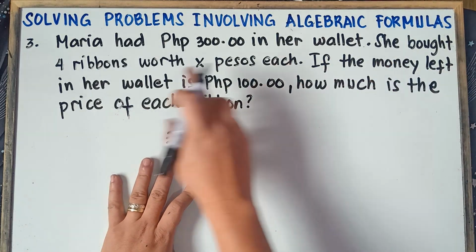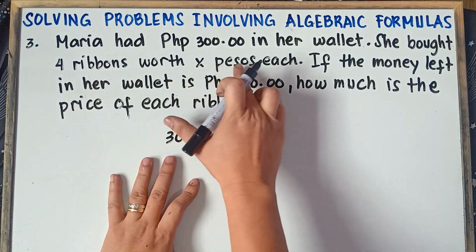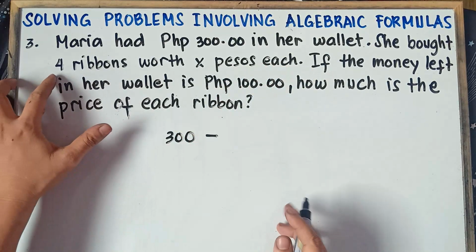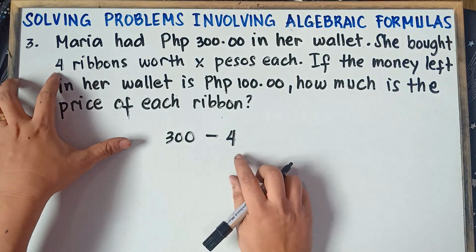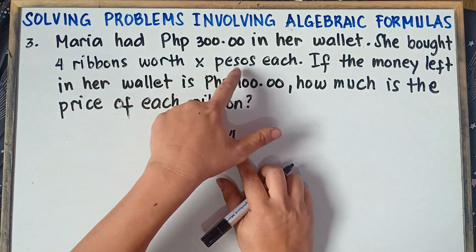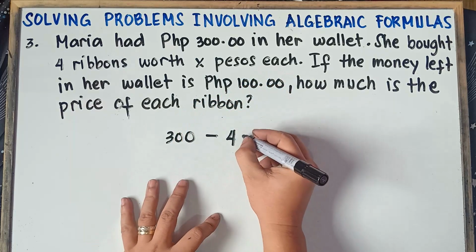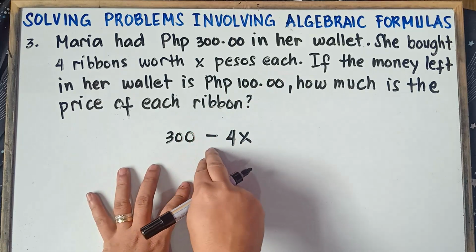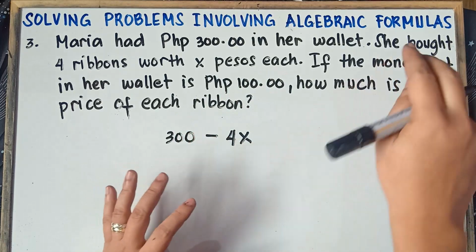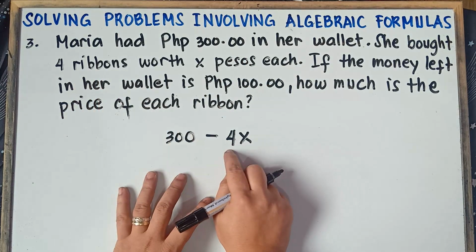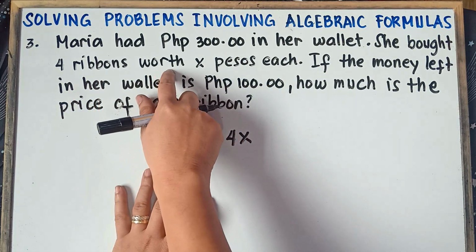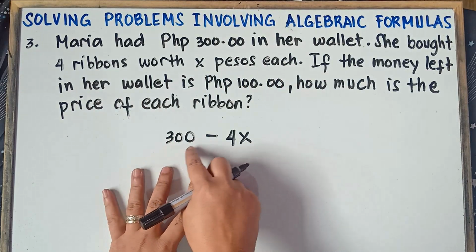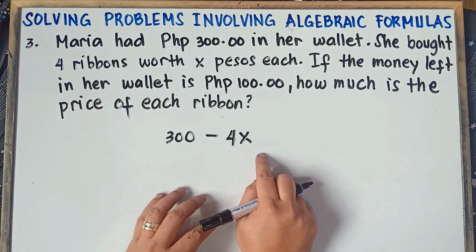And then she bought 4 ribbons worth X pesos each. So therefore, this will be minus sign because she bought 4 ribbons. So that would be 4. And the worth of the ribbon, that would be X pesos each. So therefore, this will be 4 times X. So 300 minus 4 times X because she bought 4 ribbons.